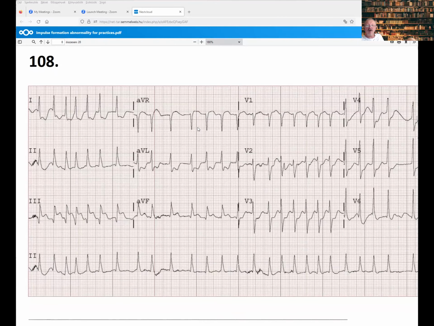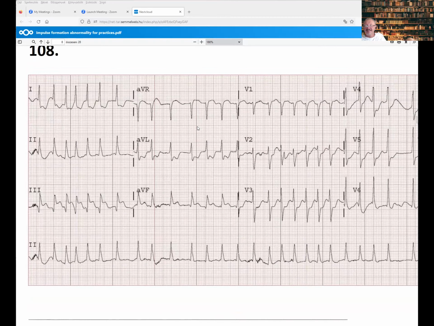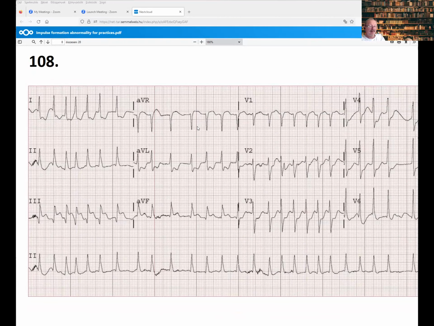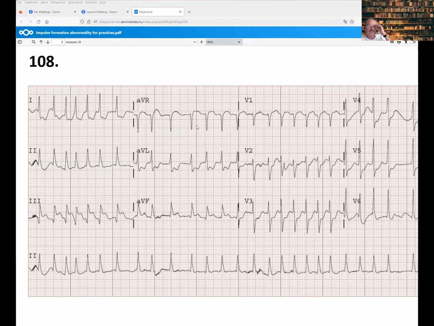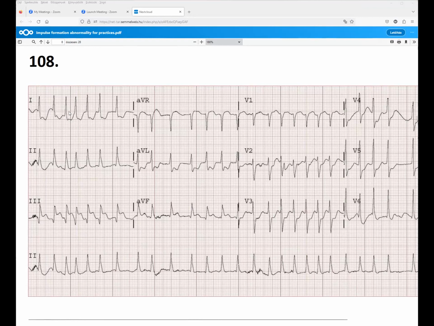108. Wow. First, it is not arrhythmic, and the heart rate is around 140. And the axis, lead one is positive, aVF positive, so it's around normal. But I checked, lead two is positive, so it's wrong. No, aVL is equiphasic, so the axis would be 60 degrees. Yeah, so around 60, okay.